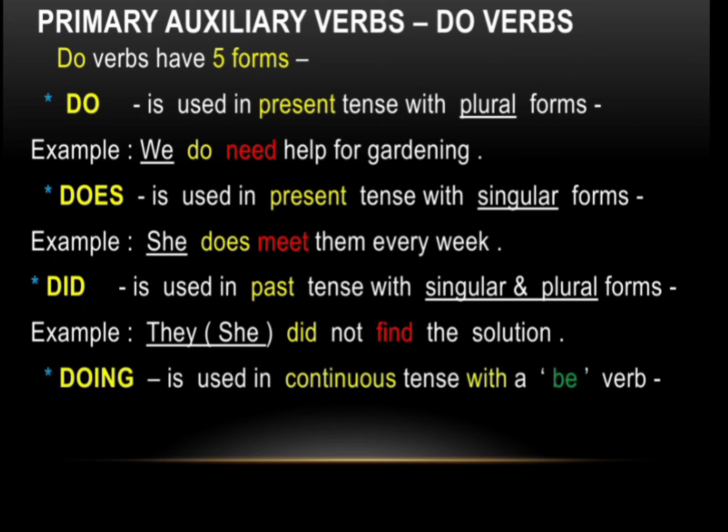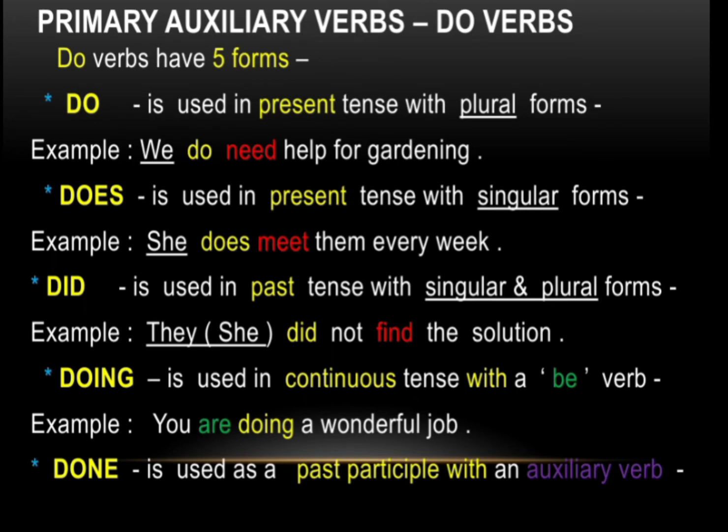Next, doing is used in continuous tense with a be verb. Example, you are doing a wonderful job. Here, doing is the main verb and it is in the continuous form, and are is the be verb.